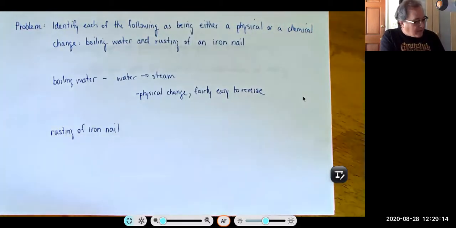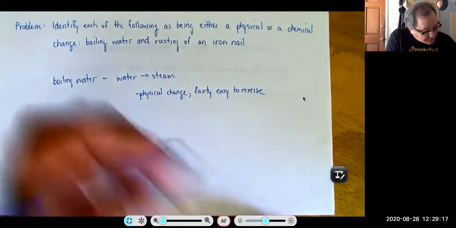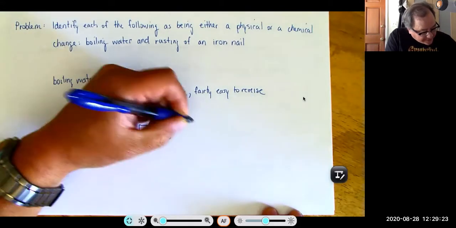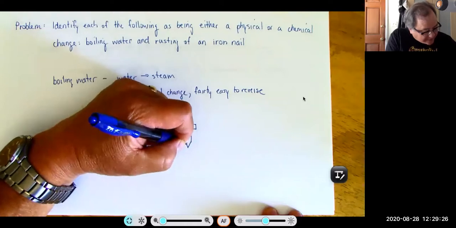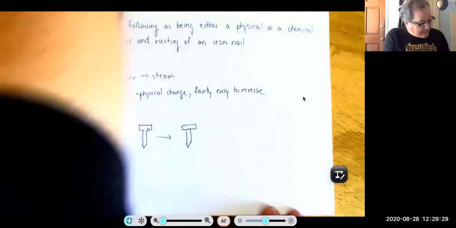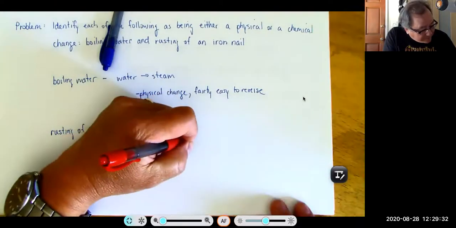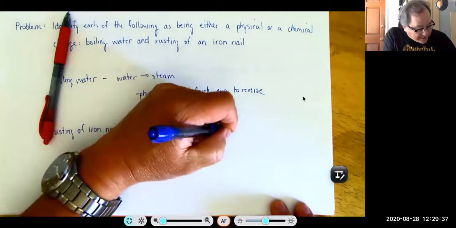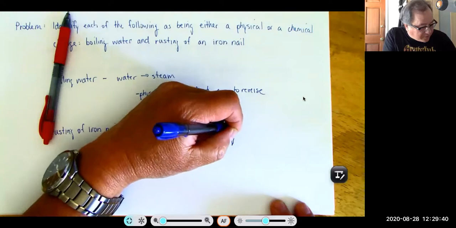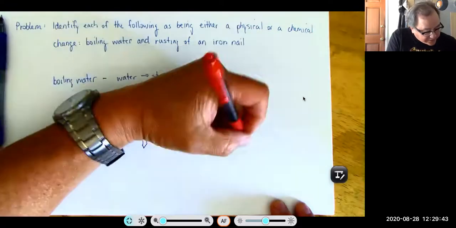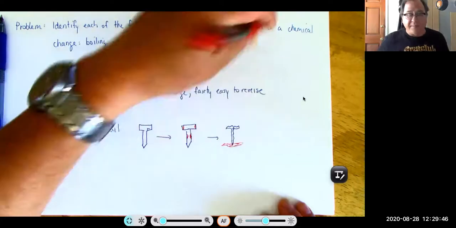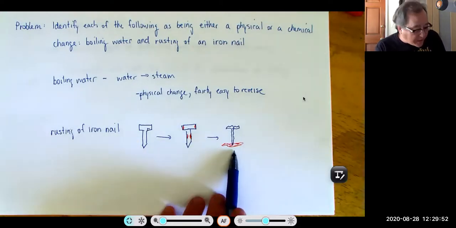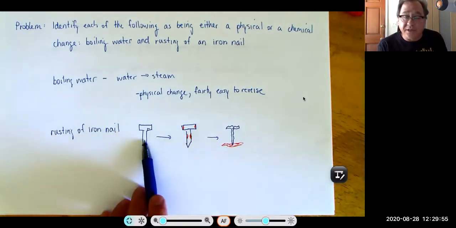Okay, now the rusting of an iron nail. So here's your iron nail, and when it rusts, what happens is it starts to get these patches of red on it. So here's my patches of red. And then what happens over time is your nail ends up looking kind of like this. It's really rough on the outside, and you end up with this patch of red material at the bottom of it.